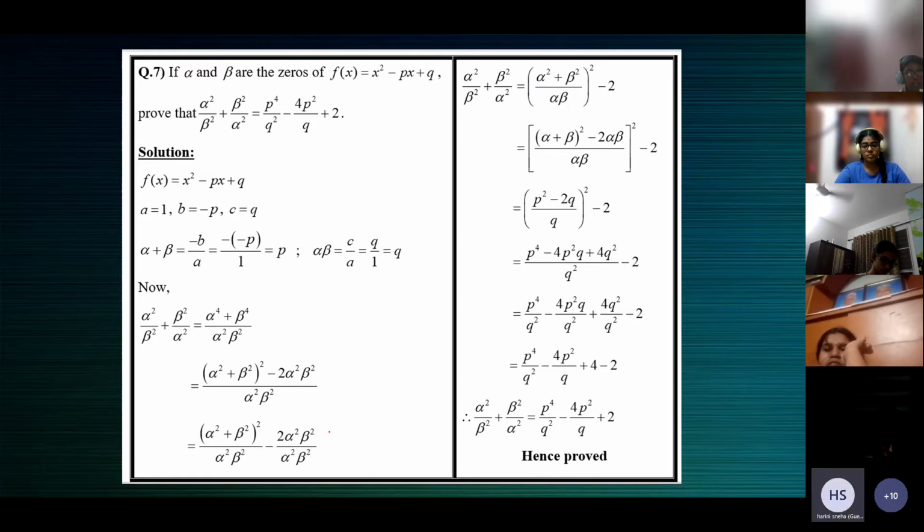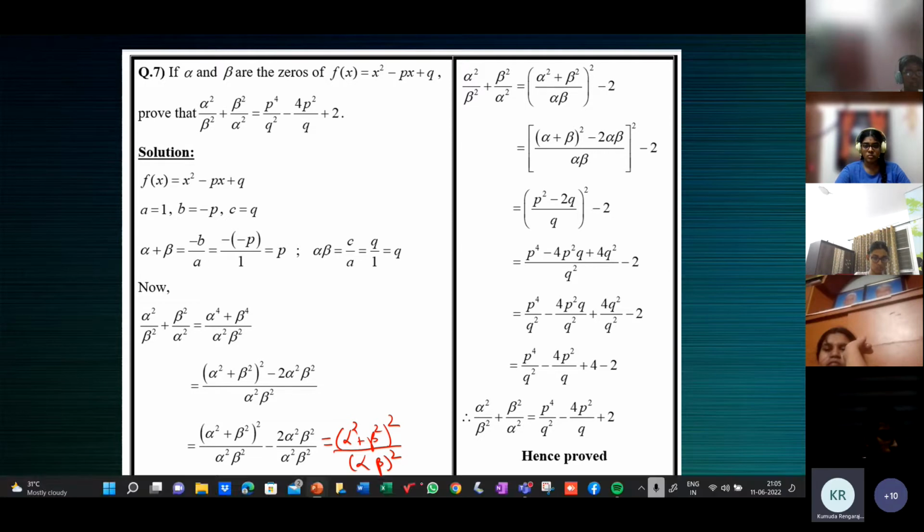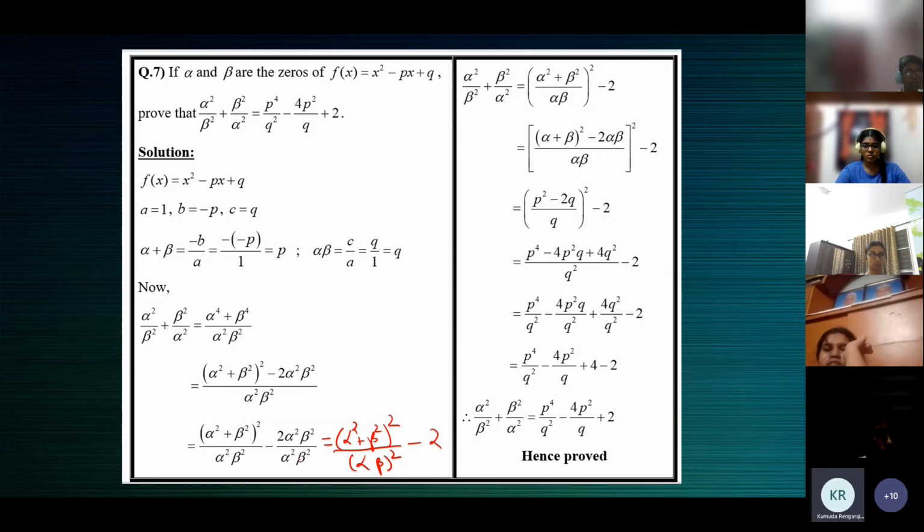Maybe you can include the step if you're not very comfortable. I'll just write it here. It is equal to, the numerator is alpha square plus beta square the whole square. The denominator is alpha beta the whole square, minus 2. Minus 2 because this gets cancelled. So the numerator is squared, the denominator is also squared. So I've written alpha square plus beta square by alpha beta the whole square in the next step, minus 2.